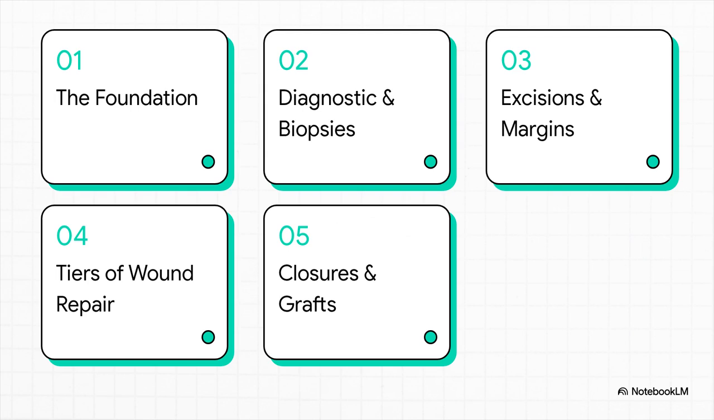To help you really master this, we're going to follow the natural progression of an actual surgery. We'll hit the integumentary foundation, diagnostic procedures and biopsies, excisions and their margins, the 3 tiers of wound repair, and finally, advanced closures and grafts. Basically, we're starting right at the skin surface and digging all the way down into complex reconstruction.